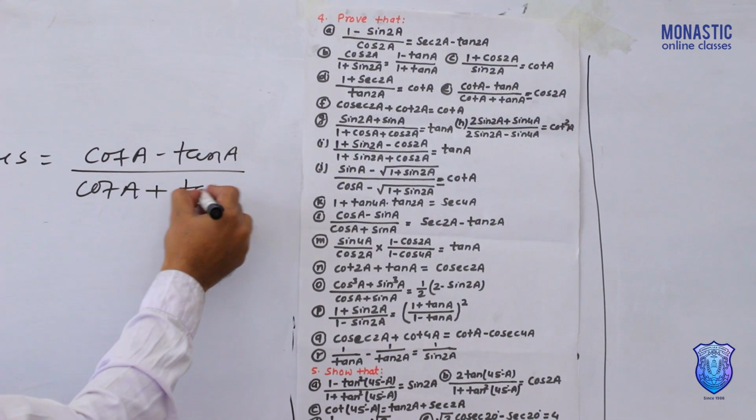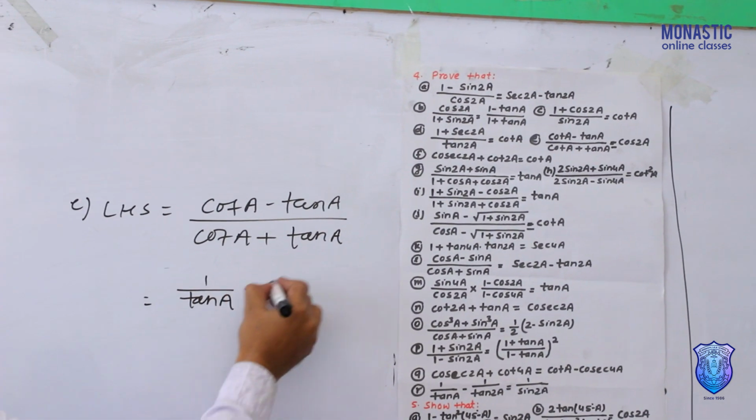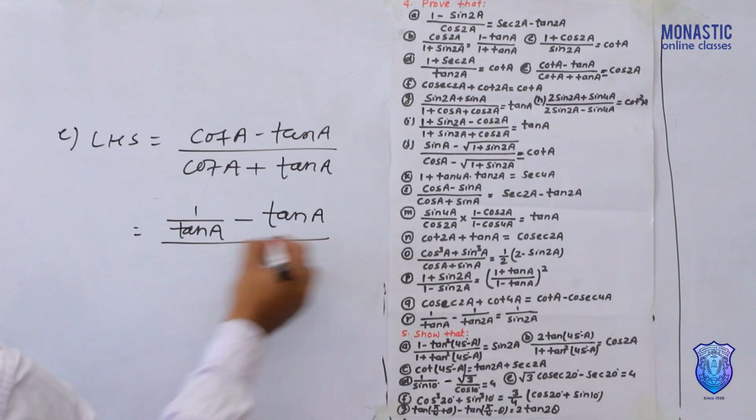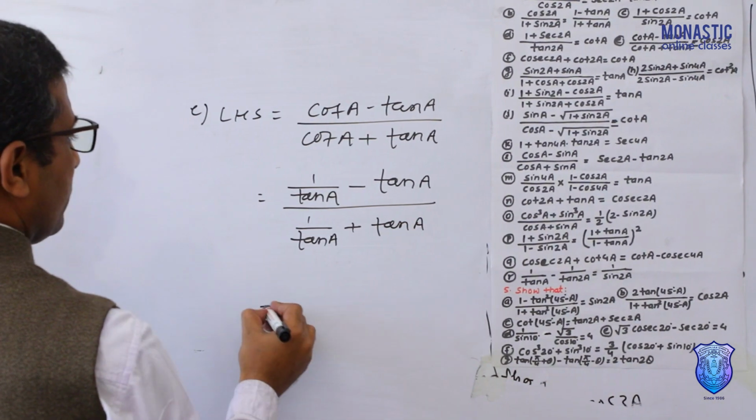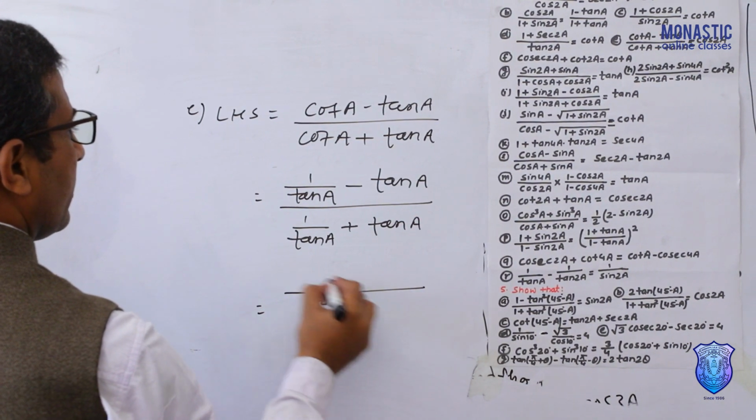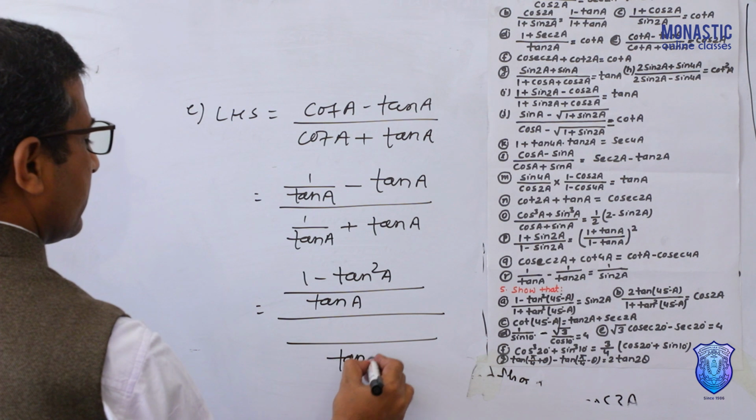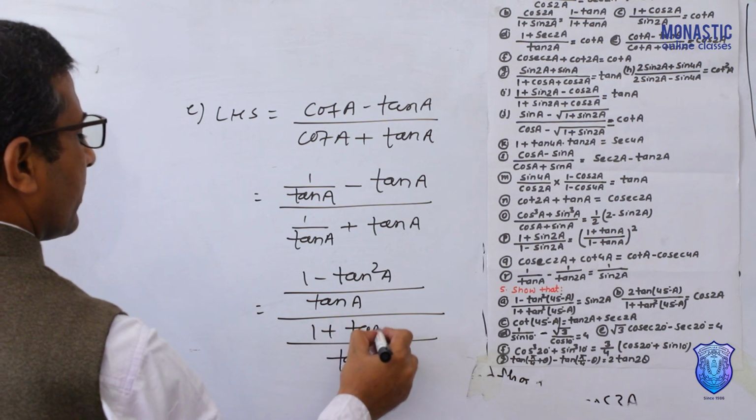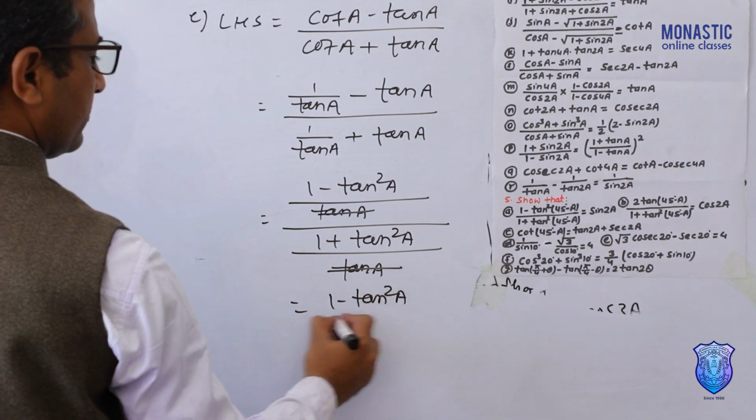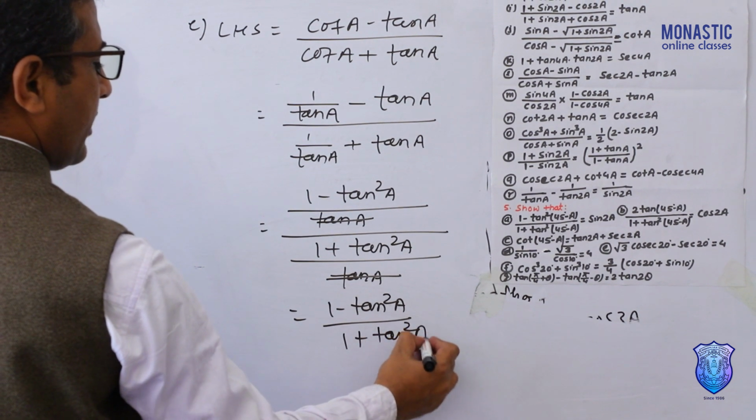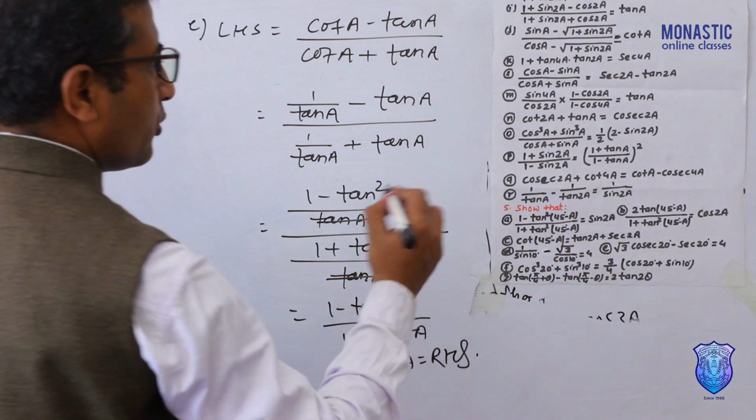So what's the formula of cot A in tan? You have learned the reciprocal formula in class 9. Cot A formula is 1 by tan A. Wherever there is cot A, write 1 by tan A. Then do the simplification. Tan A is the LCM, 1 minus tan square A. In the numerator also tan A is the LCM, and the upper part came 1 plus tan square A. What result came? Now that's the formula of cos 2A. It is proved.